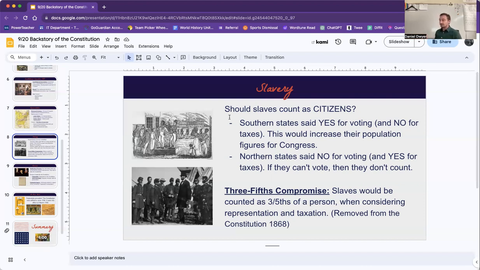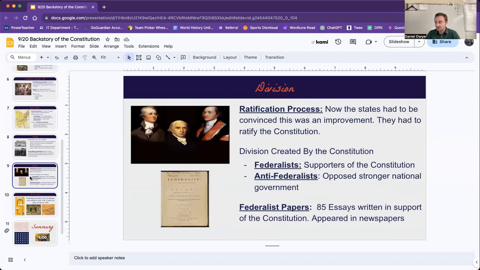So they do something called the three-fifths compromise, where slaves are counted as three-fifths of a person. If you had five slaves, that would count as three people towards your population count to raise how many seats you had in the House of Representatives. This would eventually get removed from the Constitution in 1868.